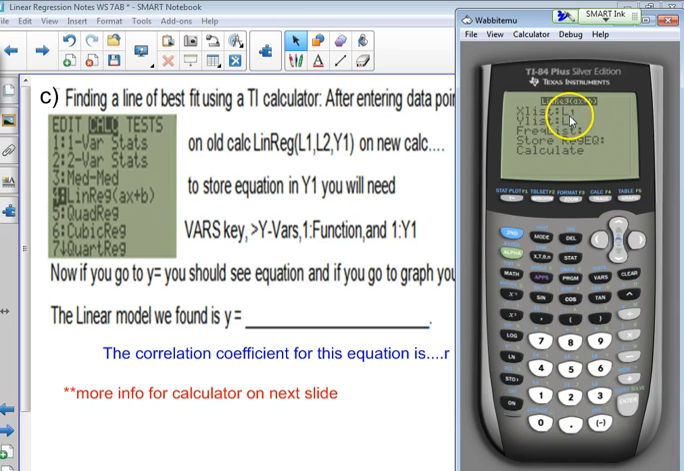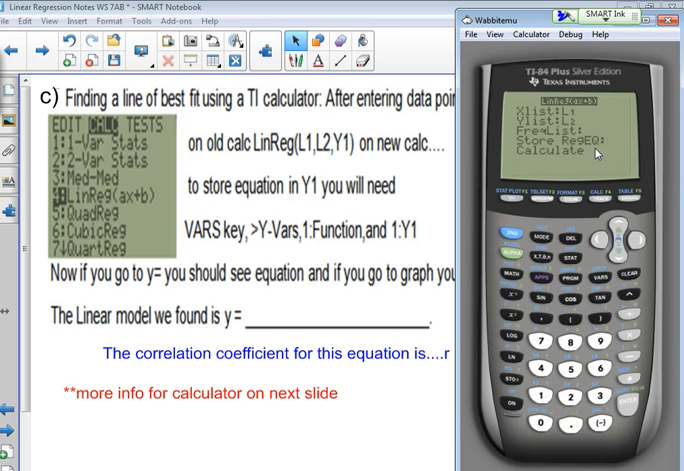But you need it to say your X list is list 1 and your Y list is list 2. Your frequency list, you don't want one there. The store regression equation is where we want to go next. So I'm going to scroll down to the store regression equation. Yes? My X list says L2. Okay, so go to the X list and do second one, enter. Does it say L1 now? Okay. The store regression equation, we want to store it in Y1.